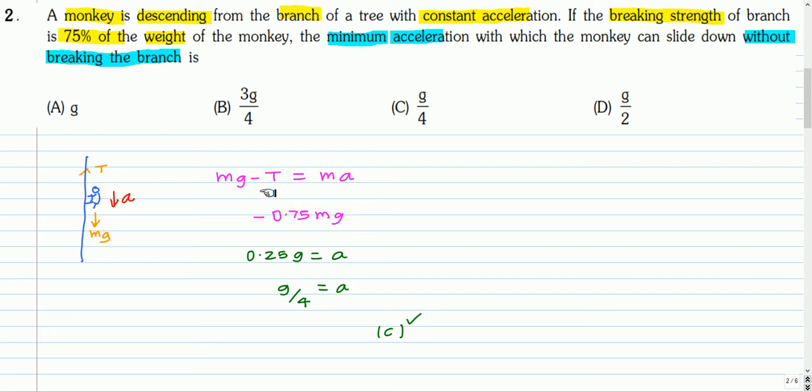So when we put the maximum value of tension here, we get the minimum acceleration. So putting the value of braking tension, that is 75% of the weight of the monkey, that is 0.75 into mg, we get acceleration as g by 4. So the correct option is option C.